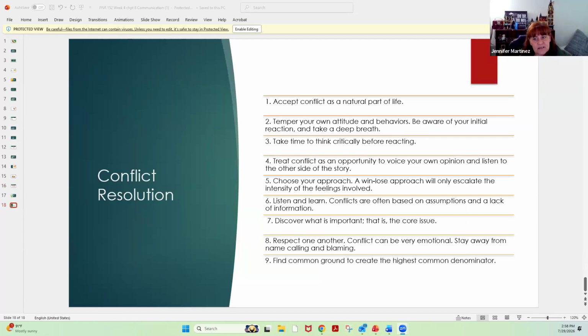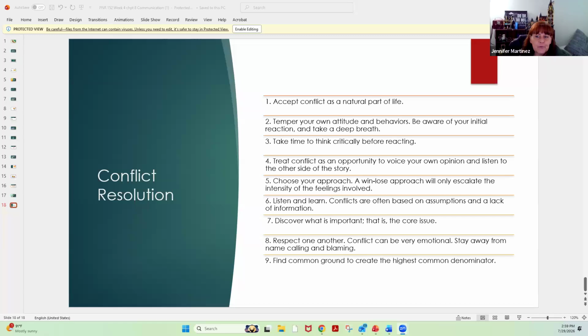And then the last part of this is conflict resolution. Conflict, it happens. It's just a natural part of life. Everybody has different viewpoints, everybody has different needs, everybody has different beliefs. If we all looked and acted the same, the world would be a very, very boring place. That is one thing that also makes our country great, is that we are all allowed to have different points of view. Now, with that being said, that's usually where conflict arises, right?